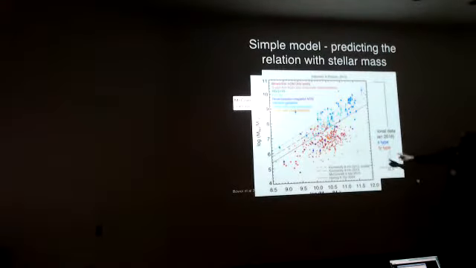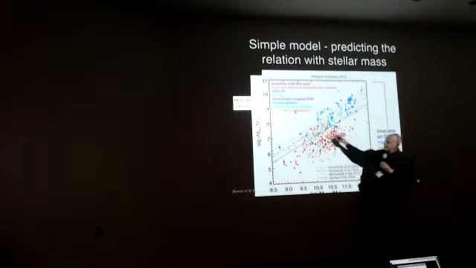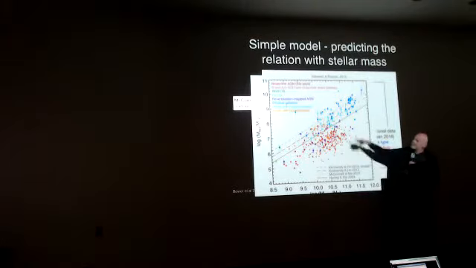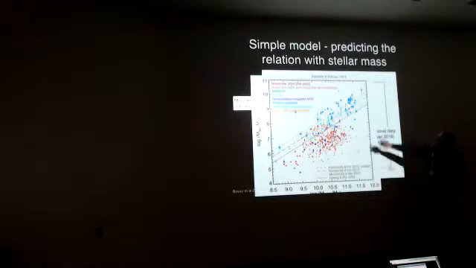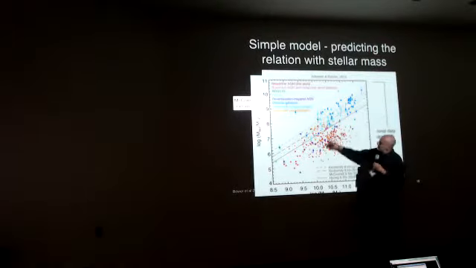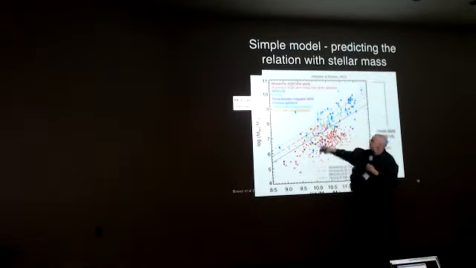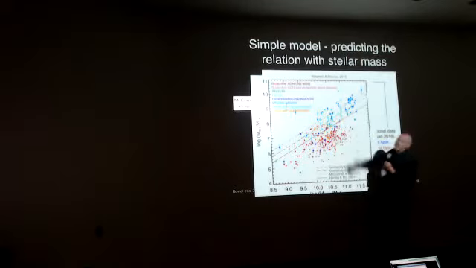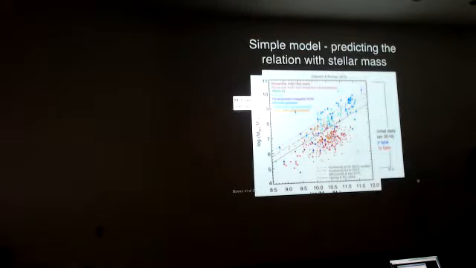Volonteri and Reines have done a very similar thing, but now using H-alpha line widths to measure black hole masses. And again, you get this behavior, okay? This non-linear behavior here in the growth of black holes.